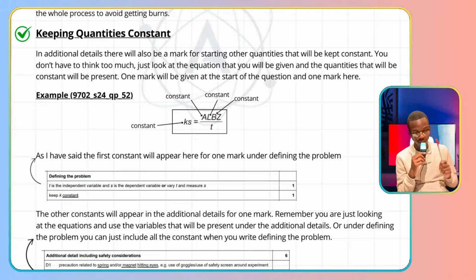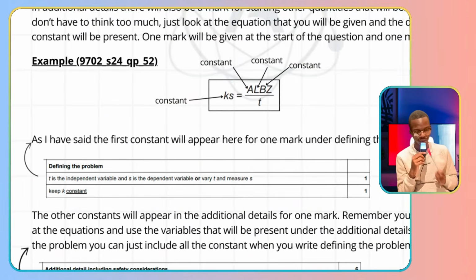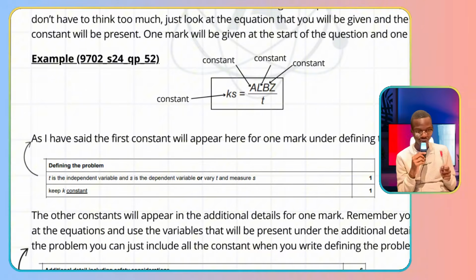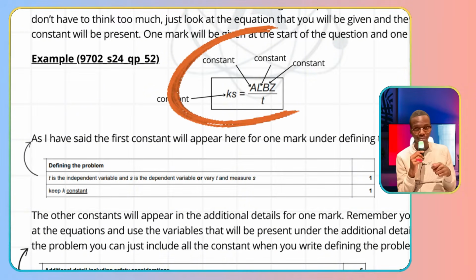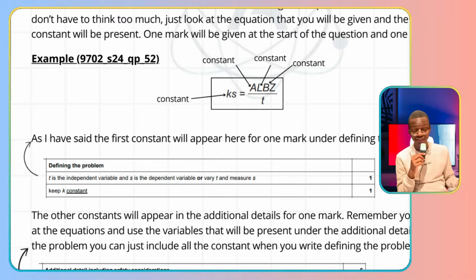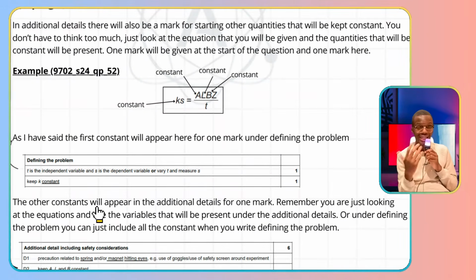So an example is from May-June 2024, question paper 5.2. You have that equation. You can see that all of those 4 variables are actually constants. And as I've said, the first constant will appear here for 1 mark under defining the problem. So keep k constant, as you can see. But the other constants will appear in the additional details. The best part, just include them when you say keep this constant, just include everything there such that you don't forget anything. And it's just really, guys, looking at an equation, taking whatever is constant and just plugging it in. That's all you have to do, right?